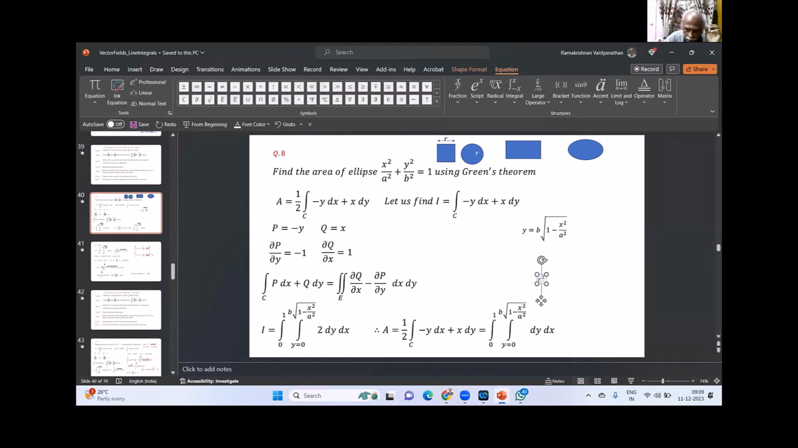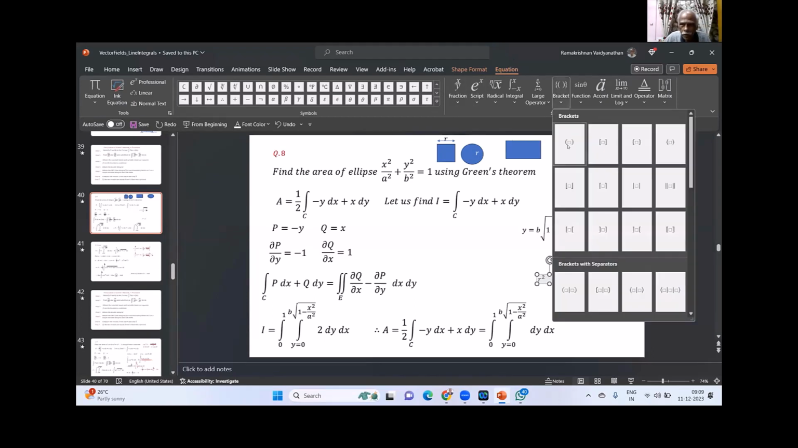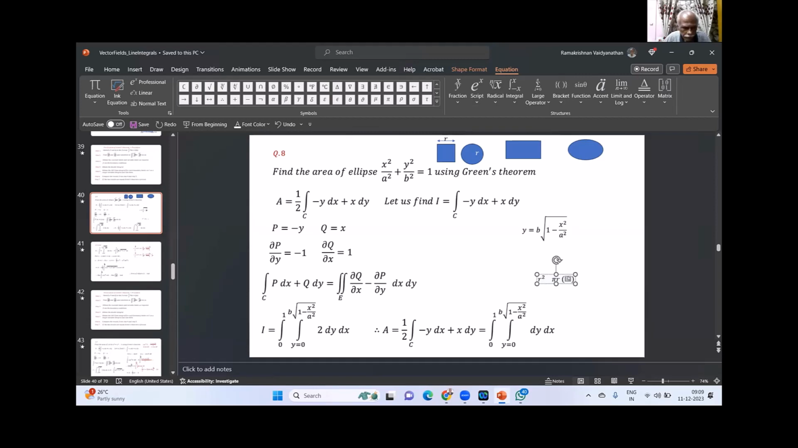Otherwise, till then, I'm just proving this only. What is the area of the circle? Area of the circle is pi R squared. I will put pi R into R, right? Pi R squared. What is the area of this rectangle?